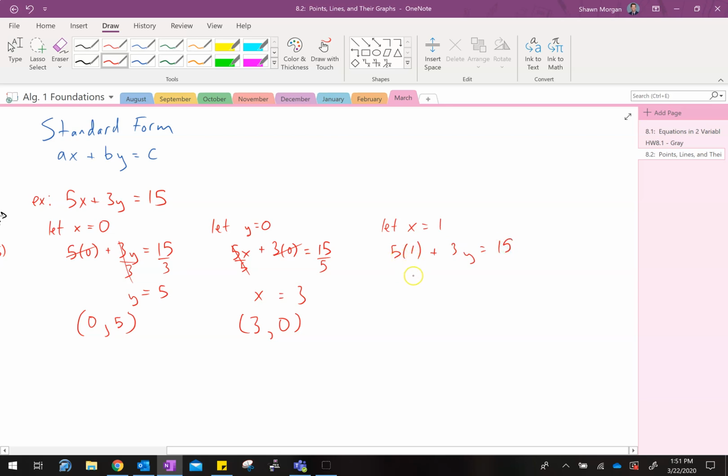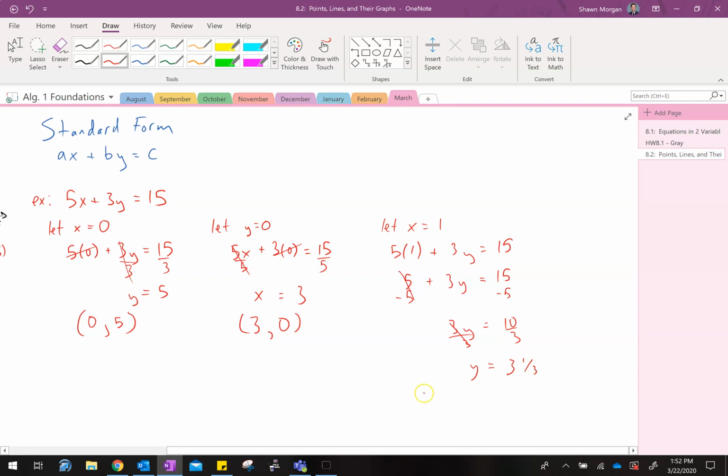In other words, 5 times 1 doesn't go away, it becomes 5. And then solving for the remaining y value, I need to subtract 5 from both sides. That goes away. 3y equals 15 minus 5, which is 10. And then divide by 3. And I notice that 10 doesn't divide by 3 very evenly. In fact, I get a mixed number, 3 1/3.